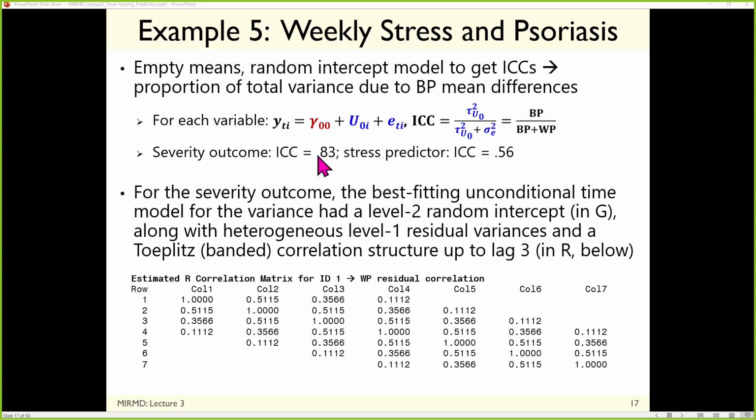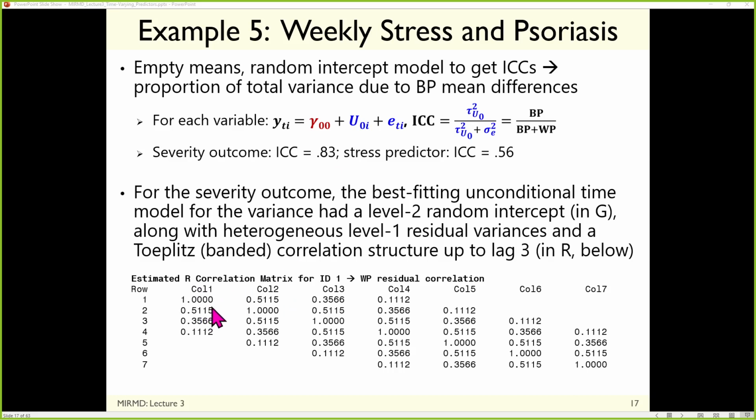So the fact that I have an average correlation over time of 0.83 means that person mean differences is going to have to be part of the story. There's just no way around that. So I put in an intercept. And then the question is, what is the pattern of variance and covariance of the residuals that remain? So after I control for person mean differences, what's left in the R matrix? And after a series of model testing things, we ended up with this one.